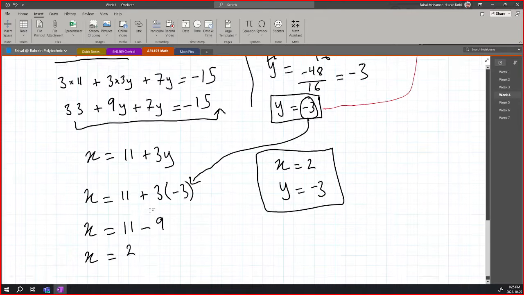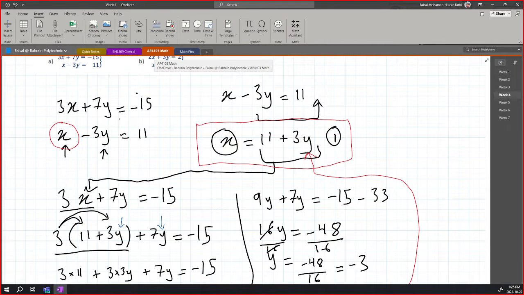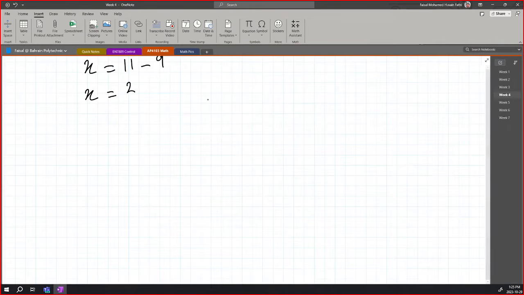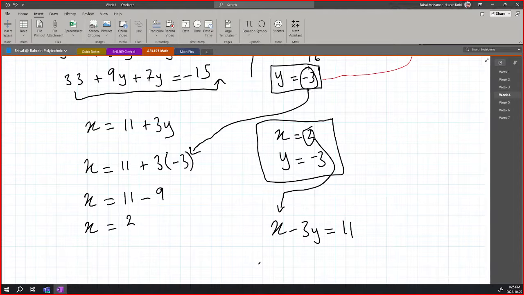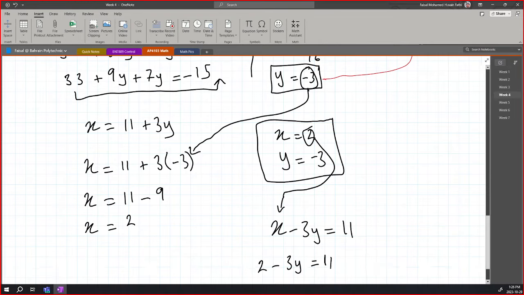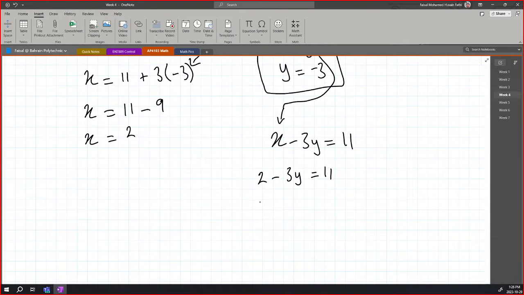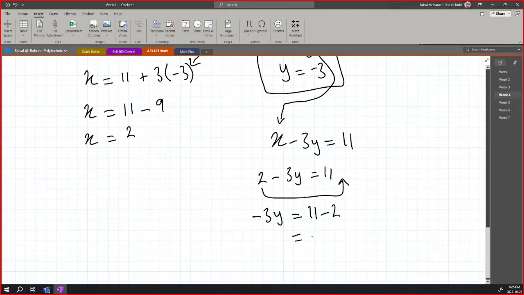For example, if we go up here and take this equation, x minus 3y equal 11. Okay. x minus 3y is equal to 11. You will plug in the x value, for example 2, you will put it in the x. Say this is one of the multiple choice answers. So it will be 2 minus 3y is equal to 11, and you will solve for the y. So 2 you take to the other side, minus 3y is equal to 11 minus 2. 11 minus 2 equals 9, so minus 3y is equal to 9. And then divide by minus 3 on both sides.